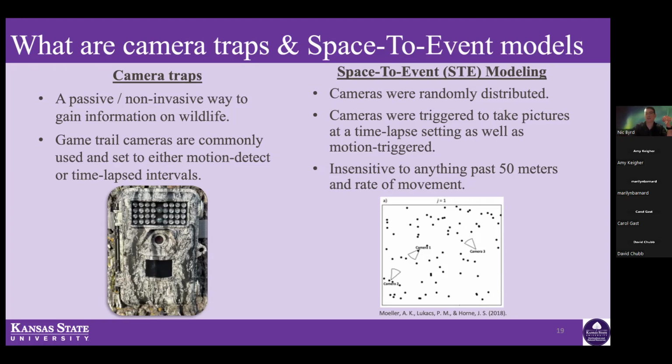Also, for another assumption, it's insensitive to anything past 50 meters and rate of movement. So the developers of this established a cutoff of 50 meters to be able to account for the viewable area of what we are sampling from. And they had also developed time to event modeling, which requires the rate of movement of an animal. And since we were detecting two different species, we figured it would be more efficient to stick with the space to event modeling, which doesn't account for animal rate of movement.